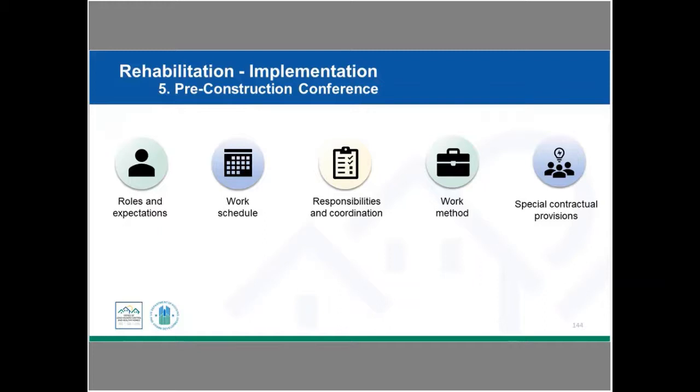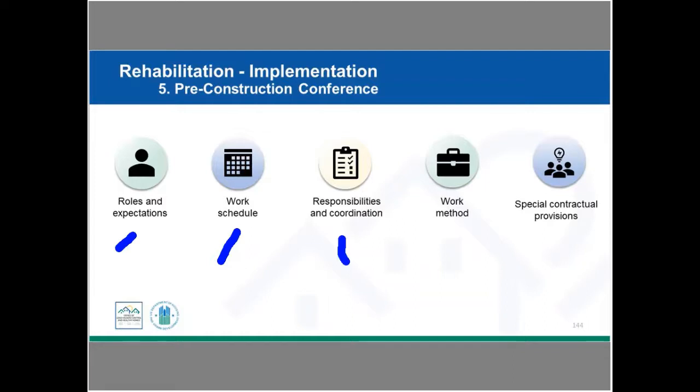All right, so there's no special requirements in the Lead Safe Housing Rule for pre-construction meetings, but it's a good idea to review these items so that everyone's on the same page. So we have our roles and expectations, who's doing what, what's going to be expected of each role. We have our work schedule. So if you're needing to coordinate the lead work versus the regular rehab work, you need to have a schedule in place, who's going to do the work first, who's going afterwards, when are we going to be doing clearance, interim clearance, final clearance in between. So work schedule is going to be really important.